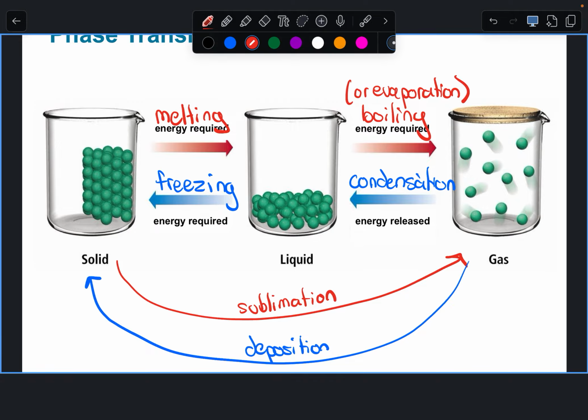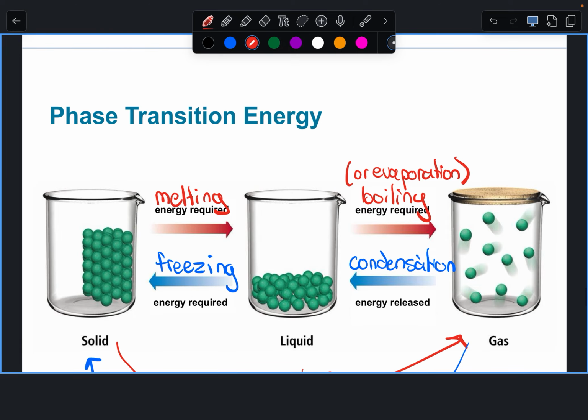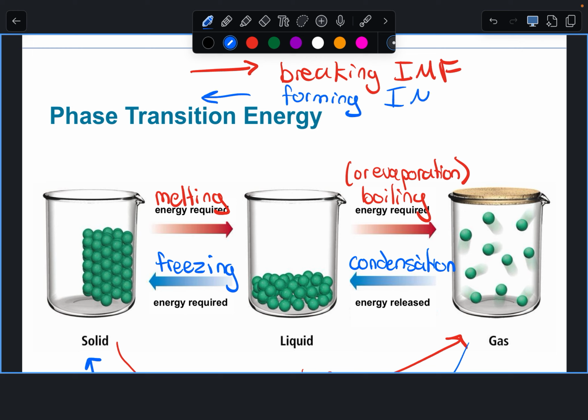And with each one of these, with the red ones, there's energy required for that process to happen, because that's where we're breaking intermolecular forces. Okay, so red, we are breaking intermolecular forces. So that's why there's energy required there. With the blue ones, we are forming intermolecular forces. And that's why there's energy released. There's a typo down here. This should say released. The other blue one says that. Somehow that one got messed up.